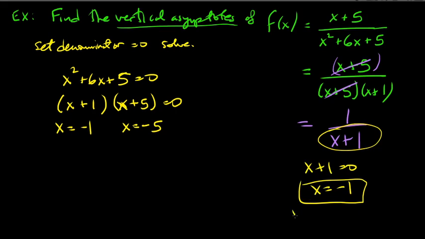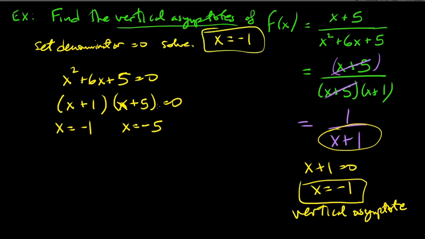And that gives you your vertical asymptote. There's only one. Okay, so x equals -1 is the vertical asymptote. And that's it. Okay, what about x equals -5? Where did that come from?